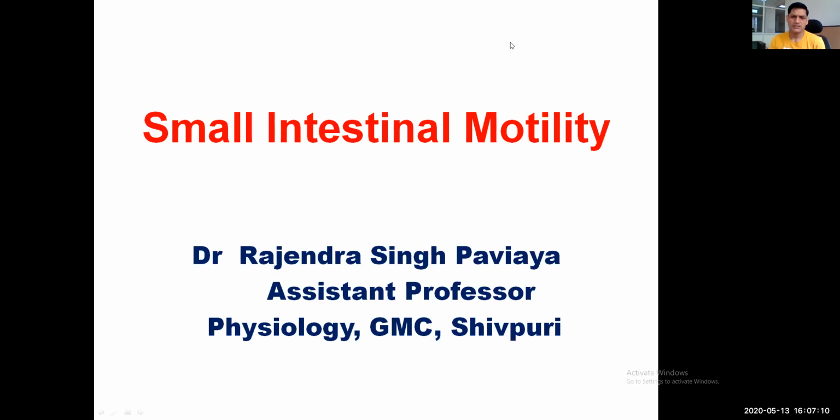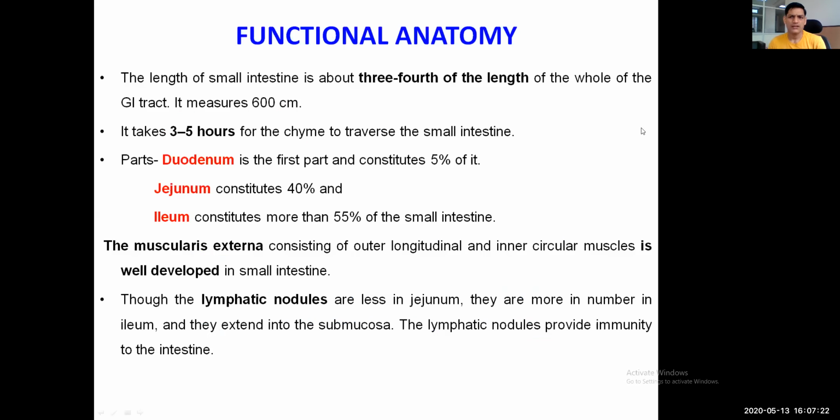Dear students, today we are starting with the small intestine motility. First, we should see the functional anatomy of the small intestine. The small intestine is 3/4 of the length of the total GIT, and it is around 600 centimeters long.